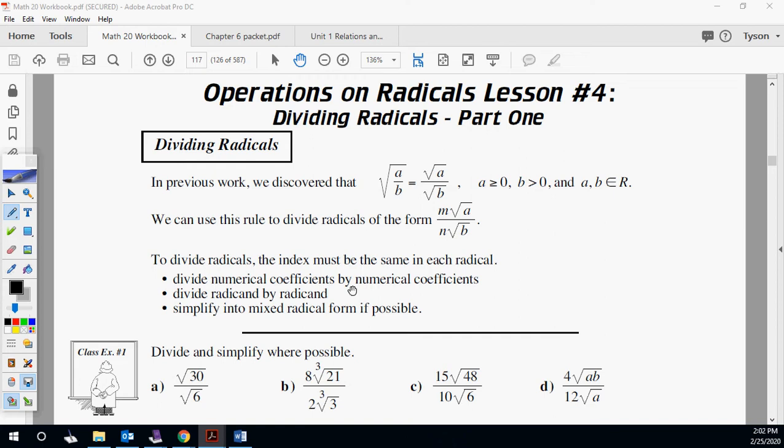You still have the ability to divide radicals, just like we can multiply them, though. In terms of the same index, you can divide the radicands. So that still is possible. So square root of a over b is the same thing as square root a over square root b, signifying you can divide the radicands for the same index. And just like multiplication, you can divide the m and the n, divide the radicands, just like we multiplied the m, and then we multiplied the radicands. So same rules. Divide numerical coefficients by numerical coefficients, divide radicand by radicand, and simplify into mixed radical form.